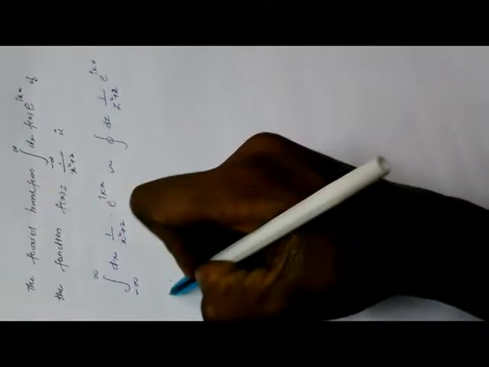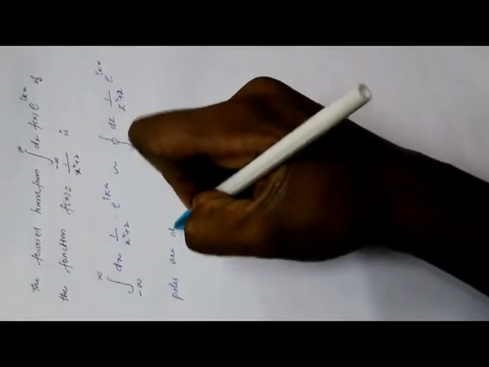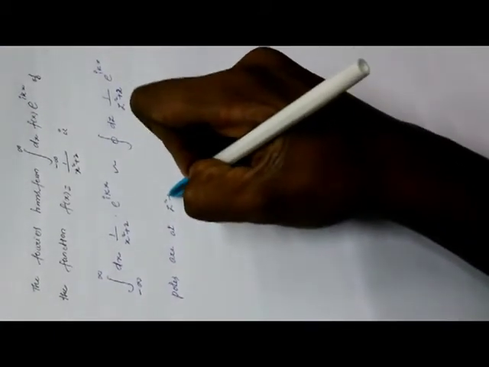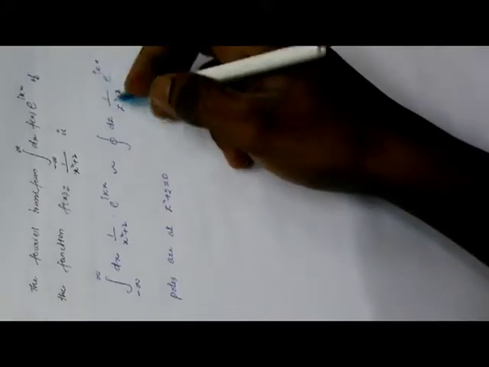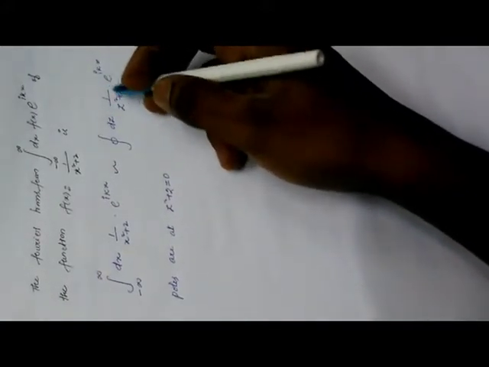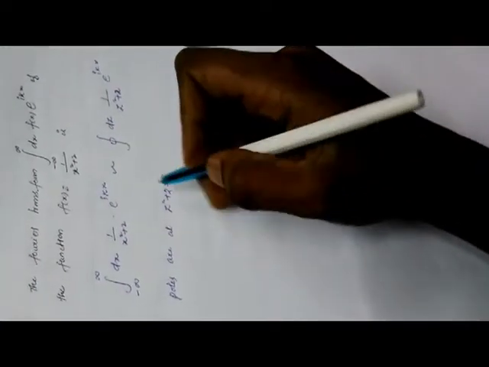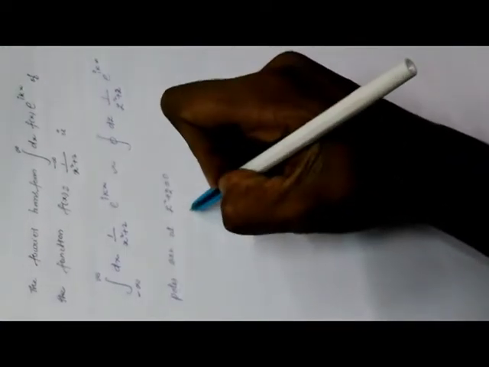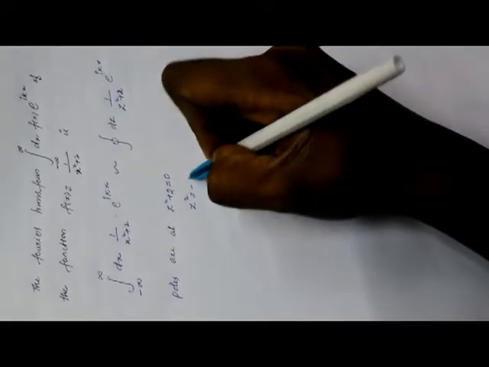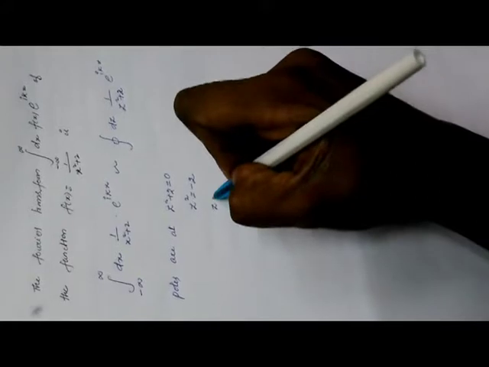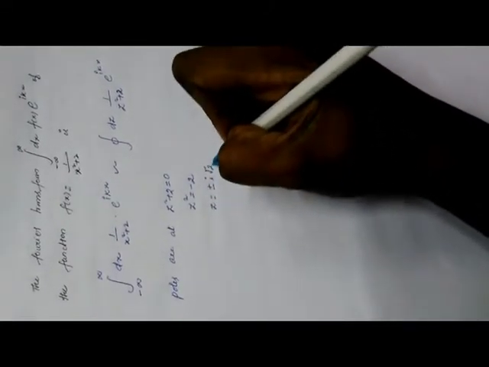So the poles exist at z square plus 2 equal to 0. If the denominator goes to 0 then it will diverge, so the given function is not analytic at those particular points. Those points are called poles. So z square equal to minus 2, so z equal to plus or minus i square root of 2.